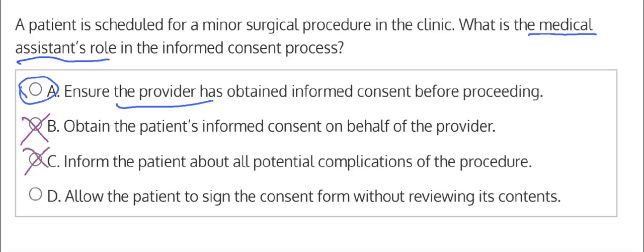And then option D states allow the patient to sign the consent form without reviewing its contents, and this would not be correct, not just because it's done by the medical assistant, but also because the patient needs to understand the content of what they're signing before they sign. So we'll eliminate D as well. And that leaves us with option A, ensure the provider has obtained informed consent before proceeding.